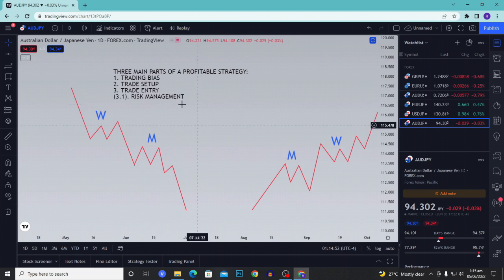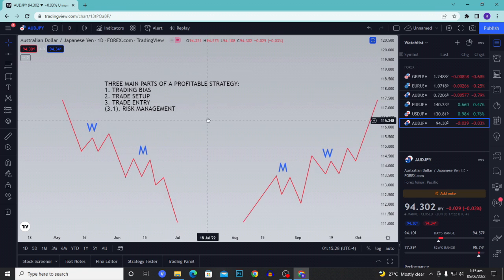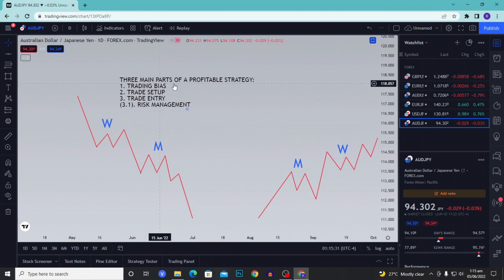As you may know, I break down my strategies into three main parts, which are the trading bias, the trade setup, and the trade entry, which is the confirmation. And the trading bias, as you may know, just has to do with what direction price is going at the current moment, so you know what kind of setups to look for, whether it's a sell setup or buy setup. And in this case, the trade setups are what you see here, which is a W setup and M setups. I'll get to that later. Let's start with trading bias.